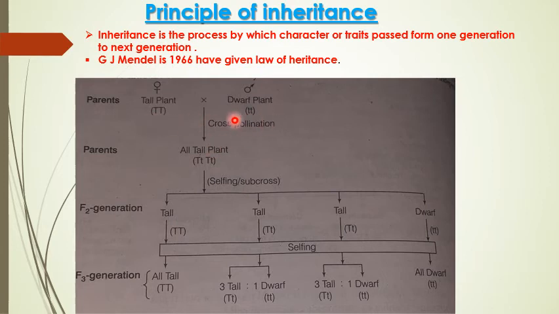The two plants are different from each other, and they were cross-pollinated, and all the offspring became tall plants. Then they were self-pollinated. In the second generation they show three tall and one dwarf, and with further selfing, they show all tall, three tall and one dwarf, three tall and one dwarf, and all dwarf. This also shows 9:3:3:1.